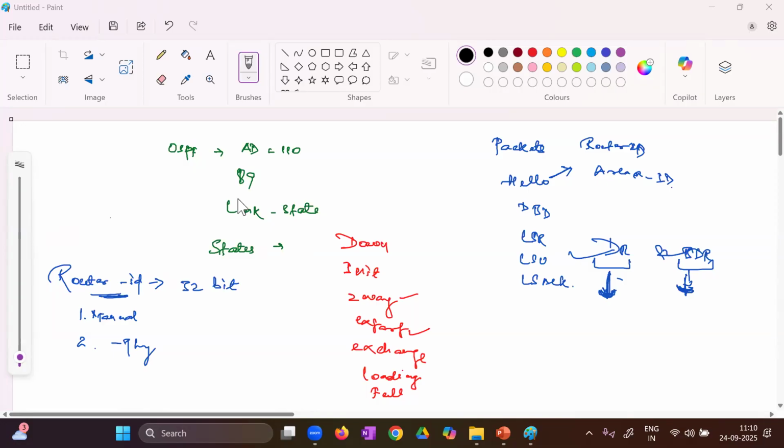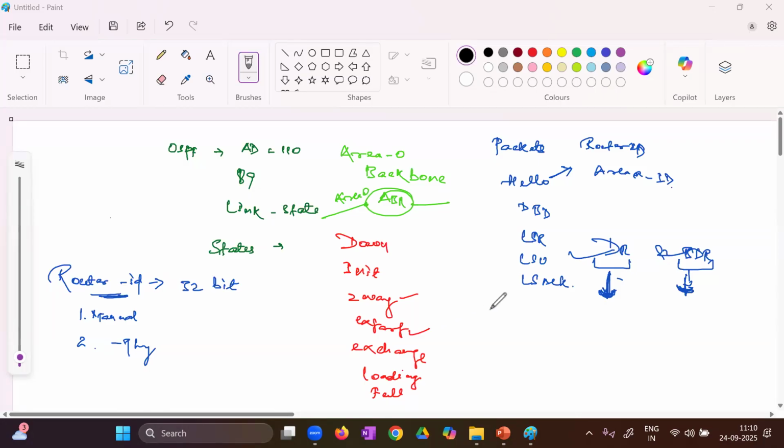And at last, we were discussing the area concept. So there we discussed that area 0 is called what? Backbone area. So the router having its interfaces in area 0 and in any other area, then we call it as what? ABR router. If it has one interface in area 0 and another interface in any other area, then it is called an ABR.